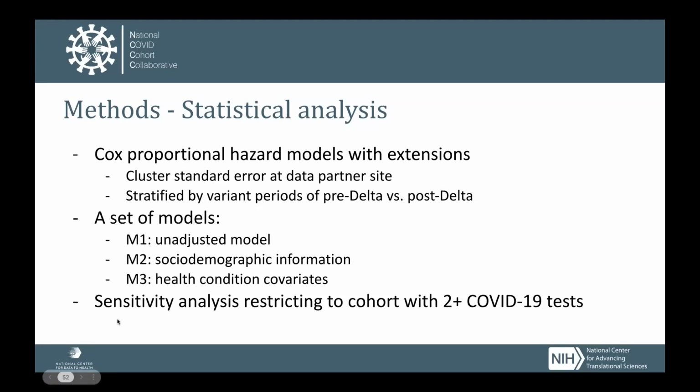We also did sensitivity analysis to address the potential bias about cohort selection, because for sensitivity analysis, we restrict our cohort to the people with at least 2 COVID-19 tests, because it's possible that pregnant people receive more tests than non-pregnant people. So we use this sensitivity analysis to check our results.